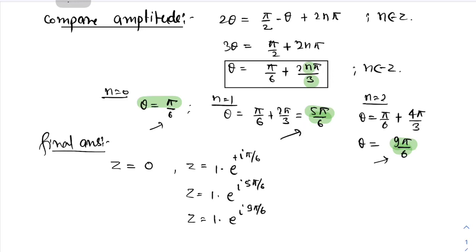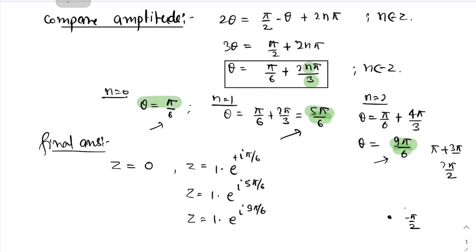Okay, this 9 pi by 6 we can convert. This 9 pi by 6 is greater than pi, so we can find the amplitude. If we write 9 pi by 6, it is not incorrect, it is also correct, but we can make it lie in the range of minus pi to pi. 9 pi by 6 basically means pi plus 3 pi by 6, which means 3 pi by 2. So 3 pi by 2 is basically this angle, and we can also say it as minus pi by 2.